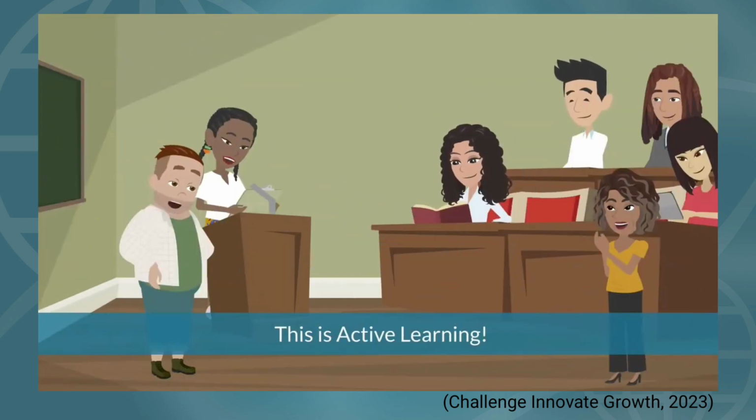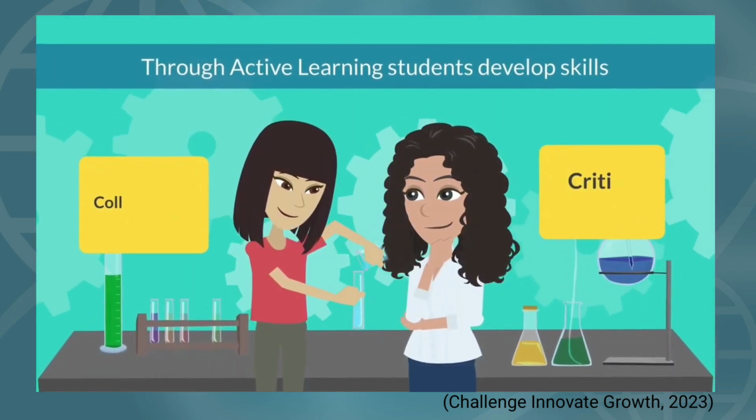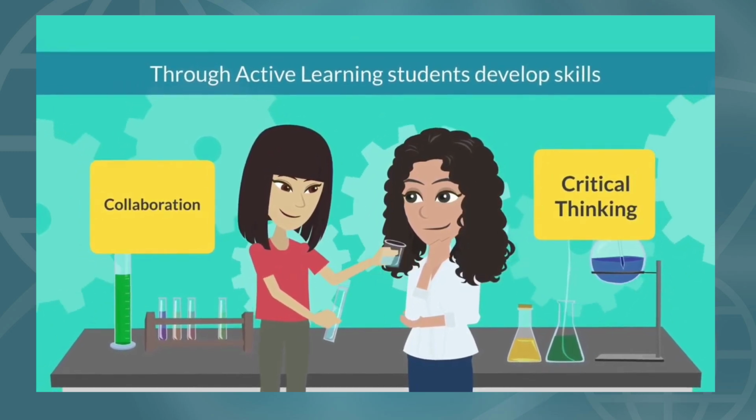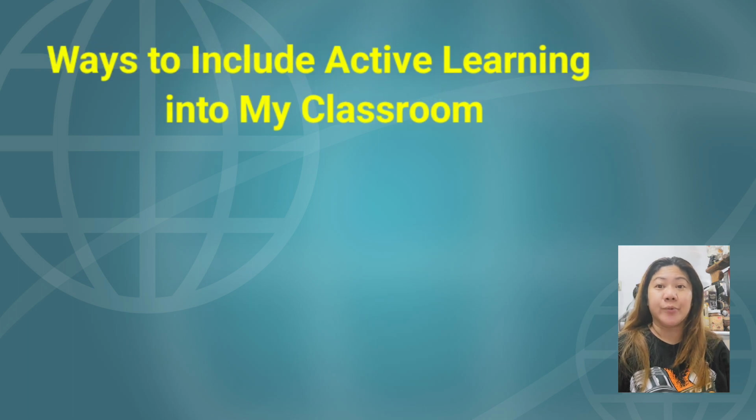By involving students in their own education, active learning guarantees that they do more than just listen to their teachers in class. Students are able to acquire abilities like teamwork and critical thinking as a result of active learning. Through active learning, learners develop their skills such as collaboration and critical thinking. There are many ways to incorporate active learning into my classroom.